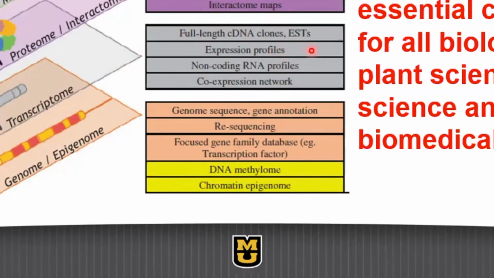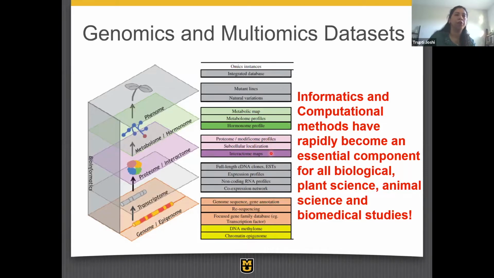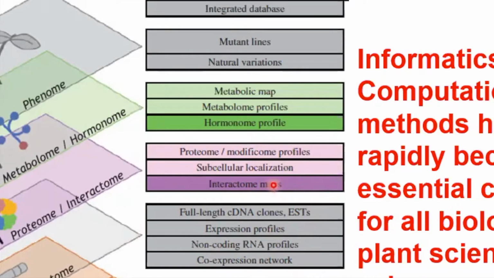an idea about the gene expression profiles, the microRNAs or other small RNAs, and how they interact with each other in terms of co-expression. Then the next level is the proteomics level, the expression of the proteins, their localization, their interaction with others in terms of protein-protein interactions or interactomes. There are a lot of studies being done on the metabolomics level where you are measuring these profiles as well as studying hormones at the same time.